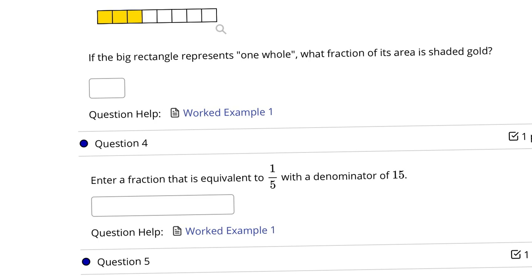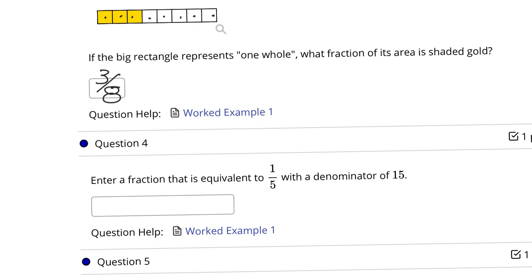I see 3 shaded out of 1, 2, 3, 4, 5, 6, 7, 8 total. So those are the pictorial representations of fractions. That's all a fraction is, comparing two relationships. How many and the parts over how many in all.